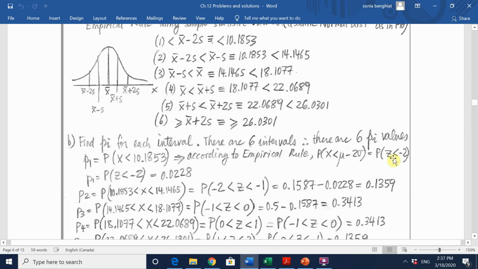So the hypothetical probability for this would be obtained by looking at your standard normal table, and you would look for the probability of having a z value of -2 or less, and this would give me a probability of 0.0228. So basically, it would be this area right here.